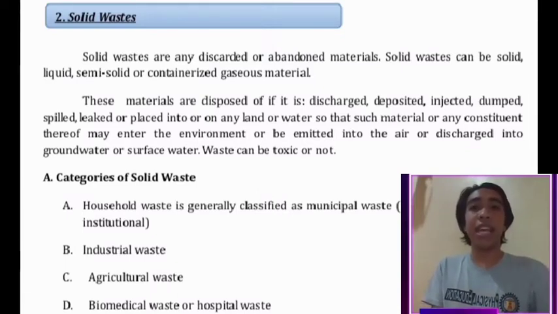And next is C, agricultural waste. Agricultural waste is waste produced as a result of various agricultural operations. It includes manure and other waste from farms, poultry houses, and slaughterhouses, harvest waste, fertilizer, runoff from fields, pesticides that enter into water, air, or soils, and silt drained from fields.